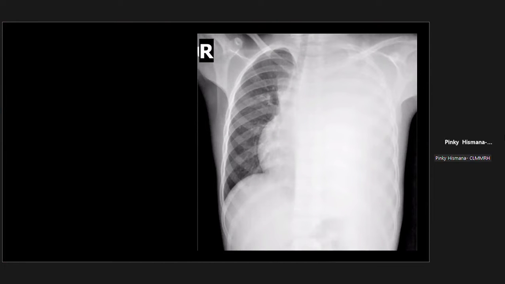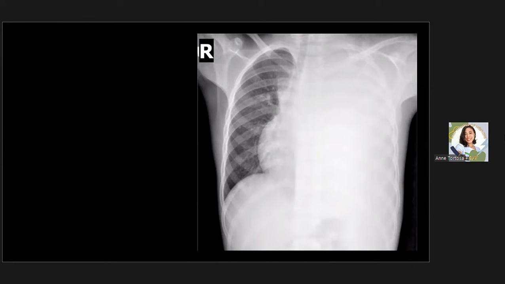Homogeneous opacity is in the entire left lung with tracheal deviation to the right, or contralateral to the opacity. Then if you notice the mediastinum here, the heart and the mediastinal structures are also deviated contralaterally, or to the right. What do you think is happening here? What do you think is this case?